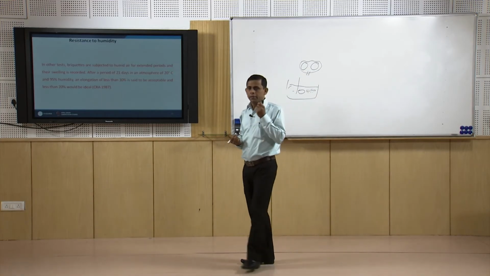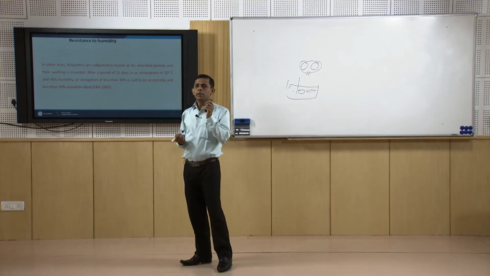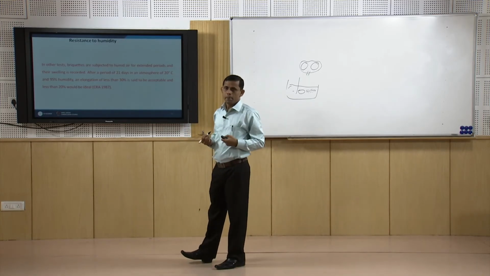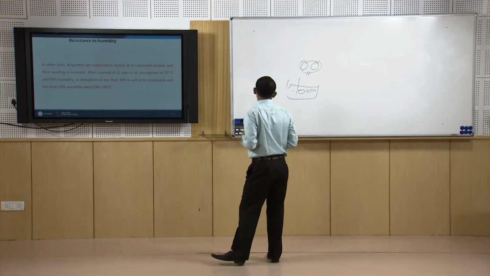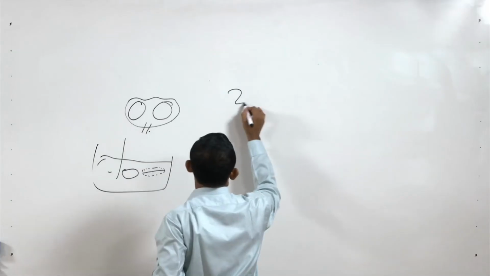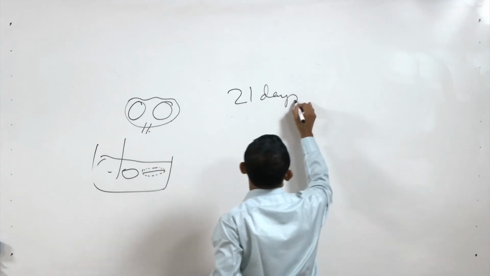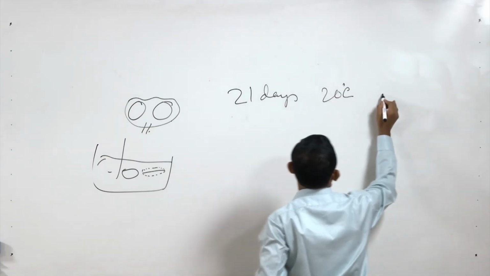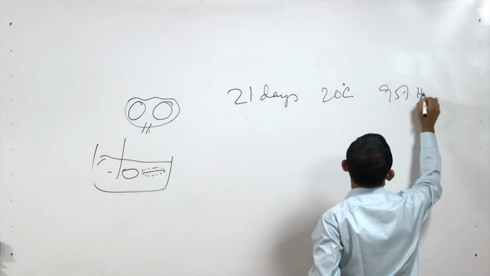Alternatively, we can keep the briquettes in humid air for a prolonged time. One specified test is 21 days at 20 degrees centigrade and 95% humidity.